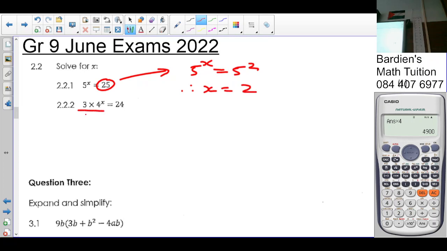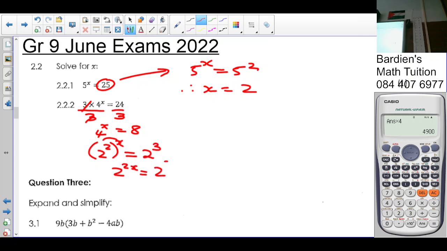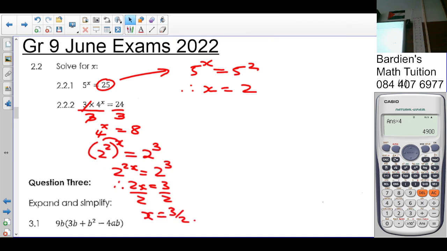The next one, I'm going to divide by 3 first. So that cancels. So 4 to the x is equal to 8. Again, this is an exponential equation, so you want the bases the same for the exponents to be equal. 4 can be written as 2 squared, raised to the exponent x, equals 8 which can be written as 2 cubed. Multiply the exponents: 2 to the 2x is equal to 2 cubed. So therefore 2x is equal to 3. Divide by 2 on both sides: x is equal to 3 over 2.